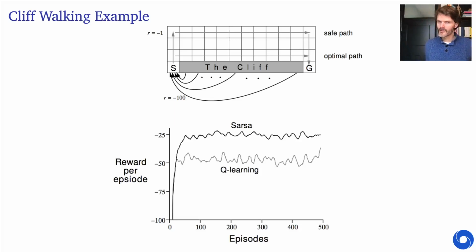Does that mean that Q-learning also takes roughly around 50 steps? No, actually. It means that Q-learning regularly falls into the cliff. So why does this happen? Why does Q-learning perform worse here than Sarsa?